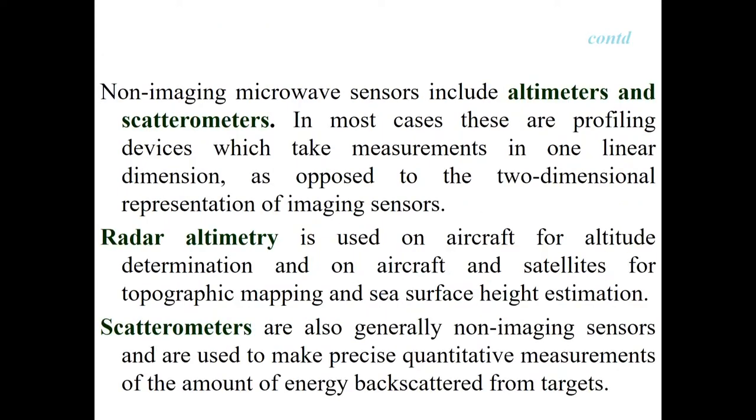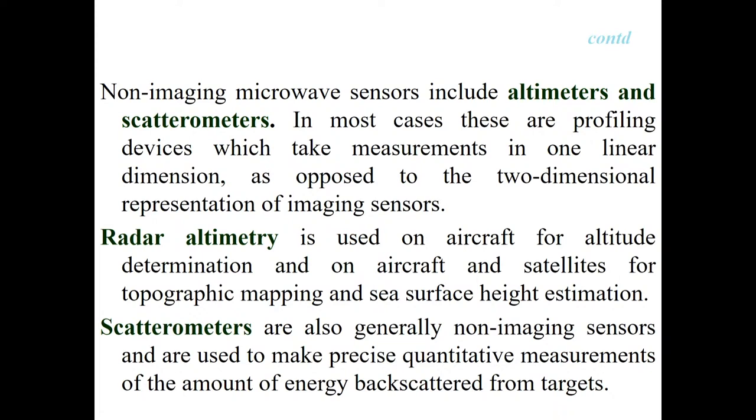Non-imaging microwave sensors include altimeters and spectrometers. In most cases, these are profiling devices which take measurements in one linear dimension, as opposed to the two-dimensional representation of imaging sensors. A radar altimeter is used on aircraft for altitude determination, and on satellites for topographic mapping and sea surface height estimation.